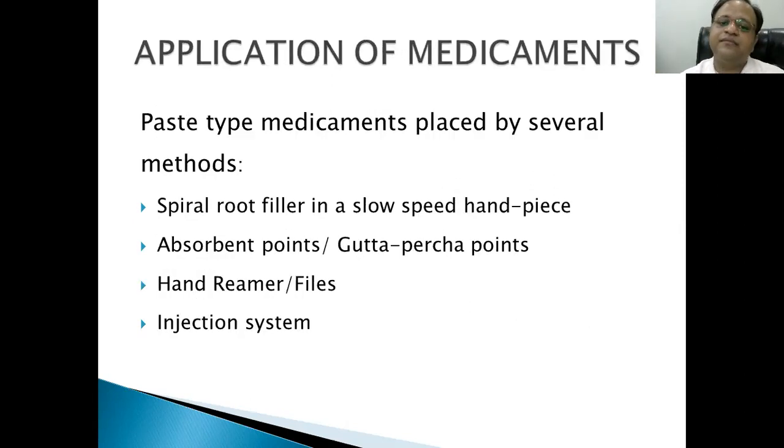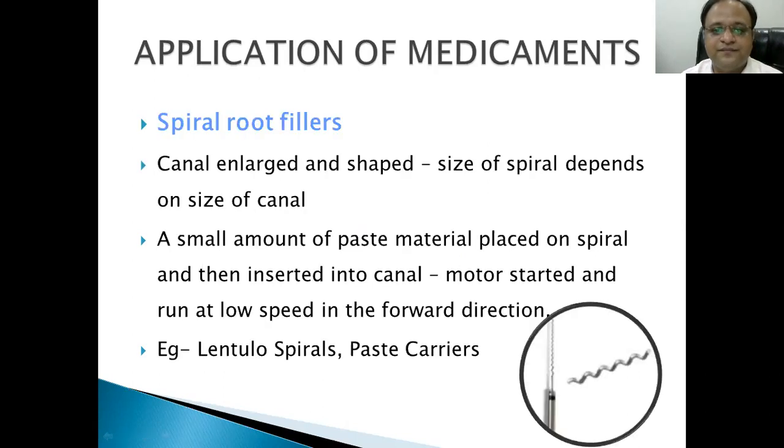So how these medicaments are applied within the canal is a point of concern in clinical application, because if we don't know how these things are placed, we will not be able to harness the actual strength of these antimicrobial agents. So let's see how it is done clinically. As you can see, spiral root fillers in slow speed handpieces, absorbent points or gutta points, hand reamers and files, and injection systems. So let's see each one of them individually.